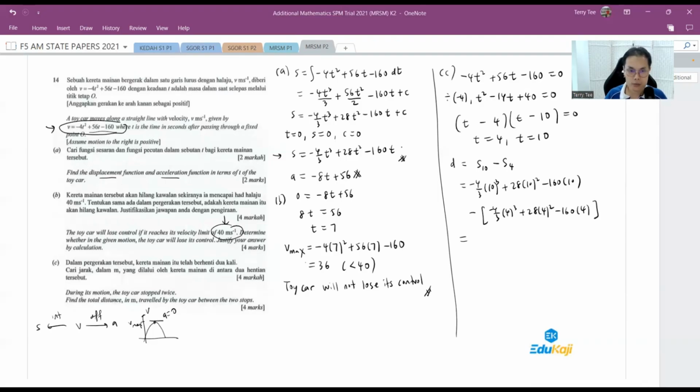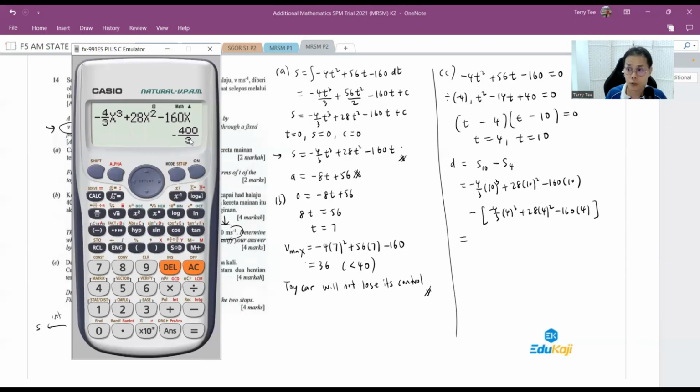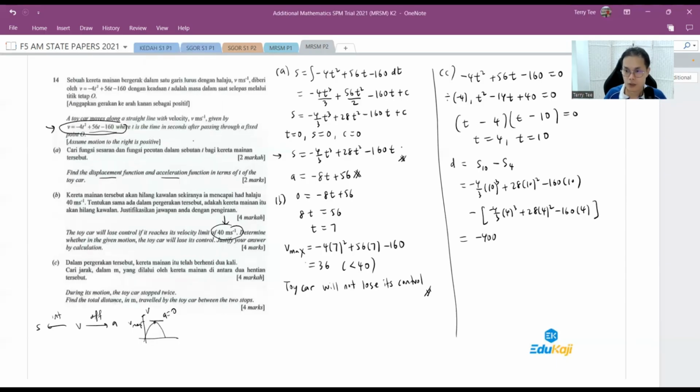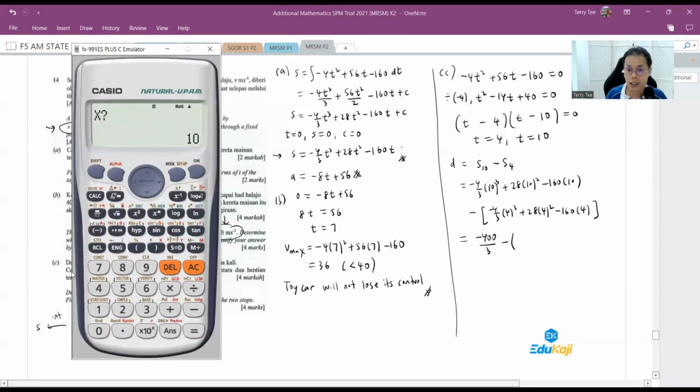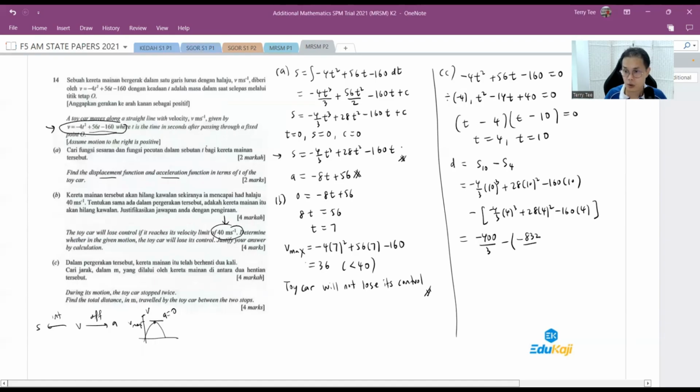Okay, so let's calculate. The first answer is negative 400 over 3. Okay, second one, let's calculate and put in 4. I got 832 over 3. This is negative as well, negative 832 over 3. So when you subtract, you notice that it's basically 832 minus 400. So that's 432 over 3.